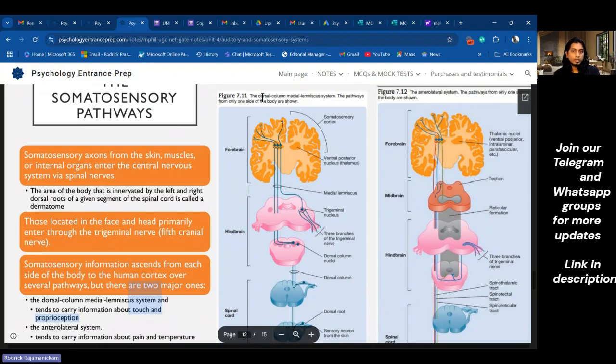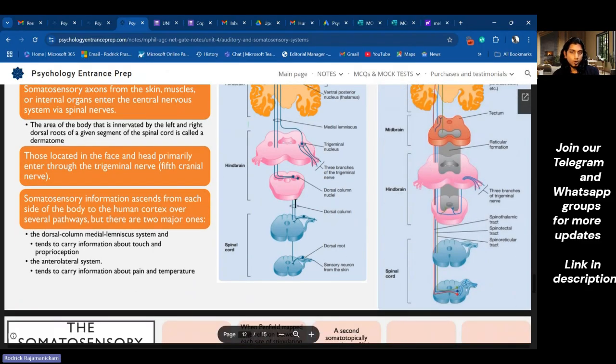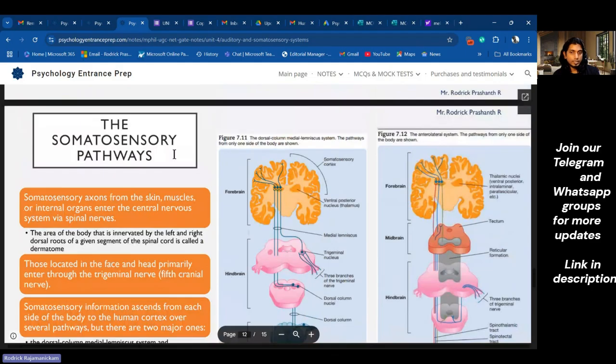So your dorsal, which is more on the back side, this carries to the medial lemniscus system. So you have the medial lemniscus, which collects various information. So you have 2 parallel pathways for somatosensory information.